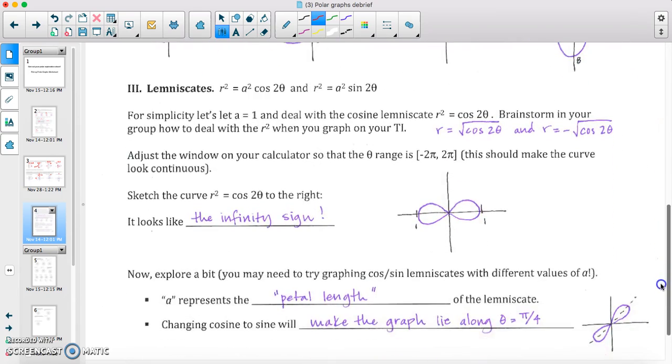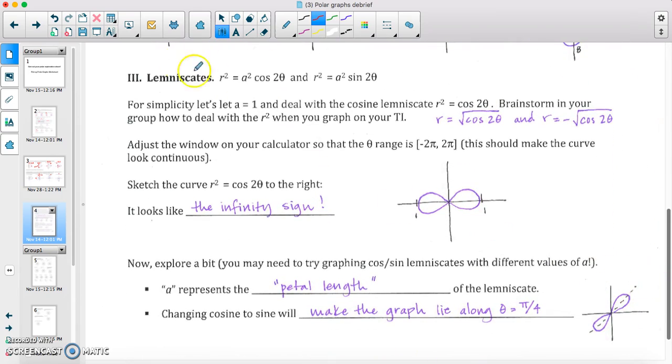The last thing are the Lemniscates, and those are if you've got r squared equals a squared cosine 2 theta, or the same thing with sine. Hopefully when you graphed it, you figured out that because you have r squared, you can't do that. So instead you would just square root both sides. So you would graph the square root of cosine 2 theta. I think on Desmos you only need to type it in this way, and it's going to give you the nice infinity sign. On the TIs you'll probably have to do both.